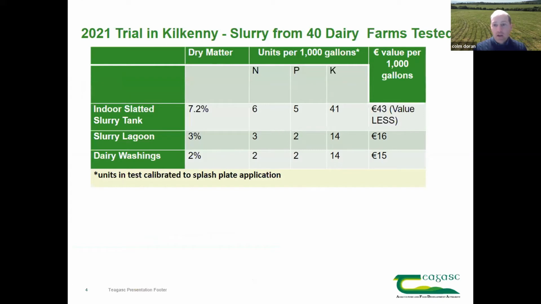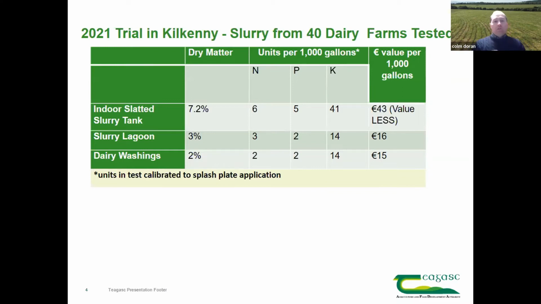So basically we could ask what's in our slurry, and Martin had just used the example of what's a bag of fertilizer and what units are they. I don't want to confuse it too much or bog down in figures, but basically the table there compares the amount of units in 1,000 gallons. For an indoor slatted slurry tank, it's equivalent to a bag of 6,541. That's how many units are in it. So if we're putting out 2,000 gallons to the acre, that's double that figure, and so on.